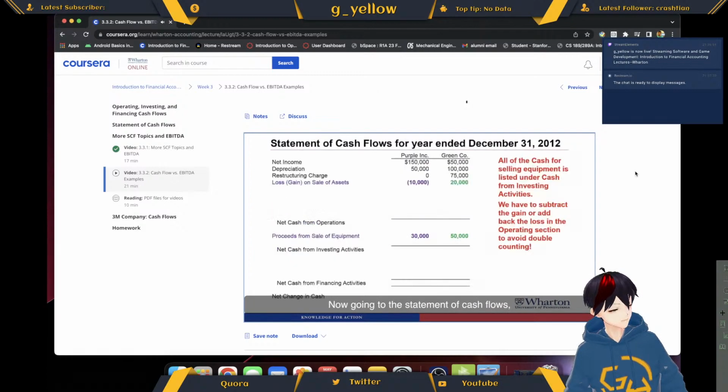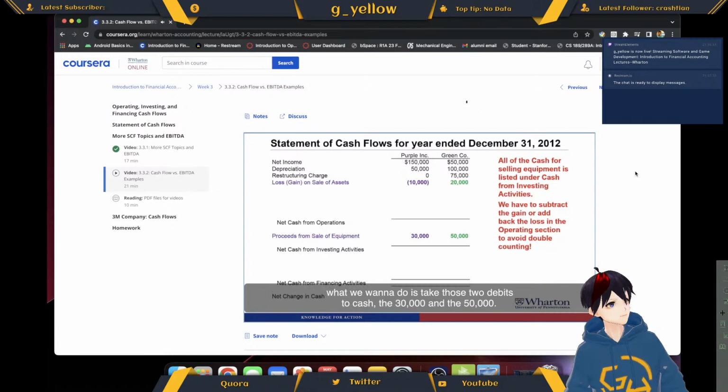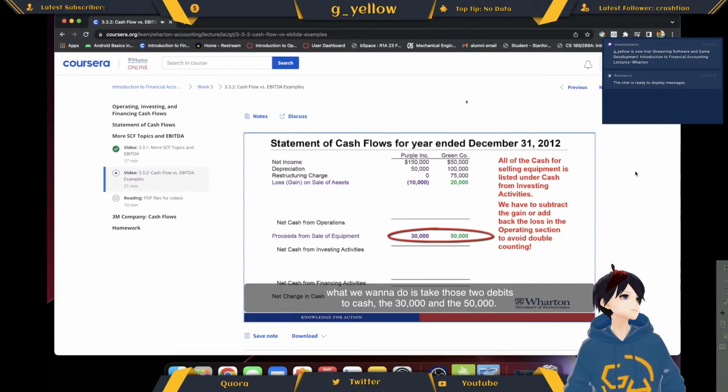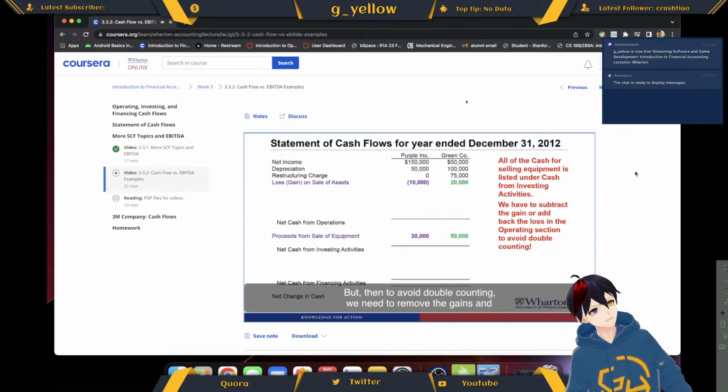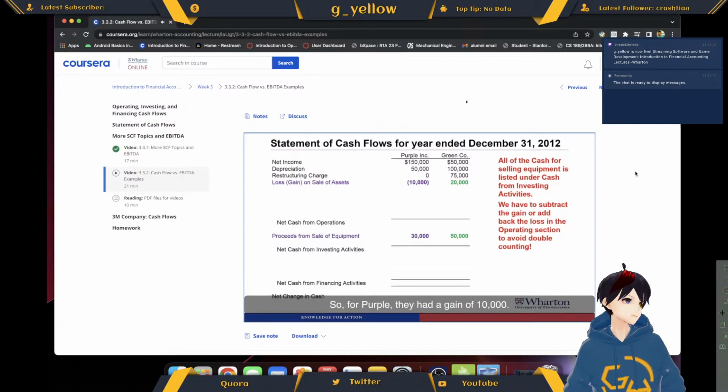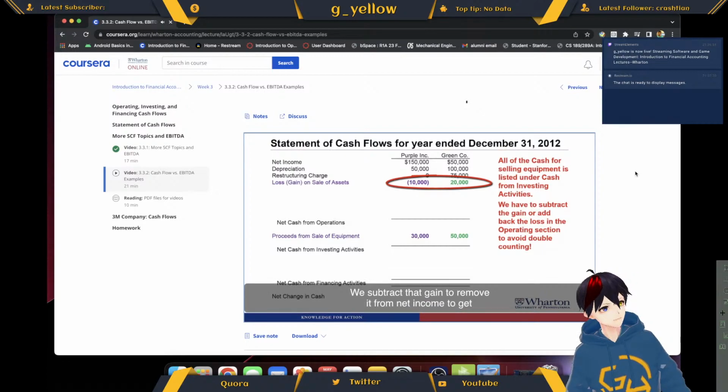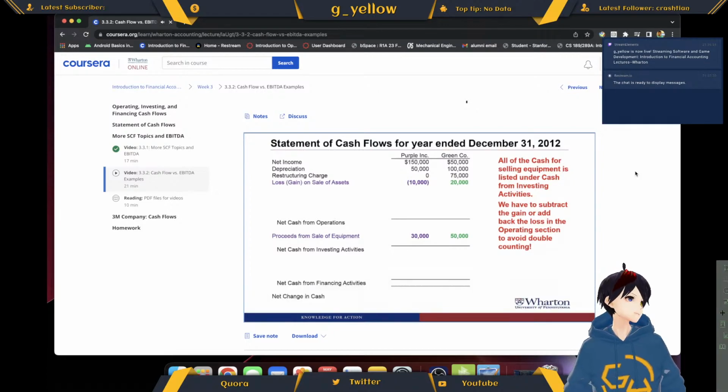Now going to the statement of cash flows, what we want to do is take those two debits to cash, the $30,000 and the $50,000, and show them under investing activities as proceeds from sale of equipment. But then to avoid double counting, we need to remove the gains and losses from the operating section. So for Purple, they had a gain of $10,000. We subtract that gain to remove it from net income to get to cash from operations. For Green, they had a loss. We need to add that loss back to remove it from net income to get to cash from operations. By taking out the gains and the losses, we avoid double counting the cash flow in operating. We've already recognized that cash flow in investing.